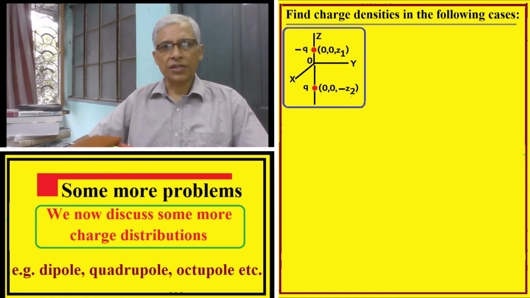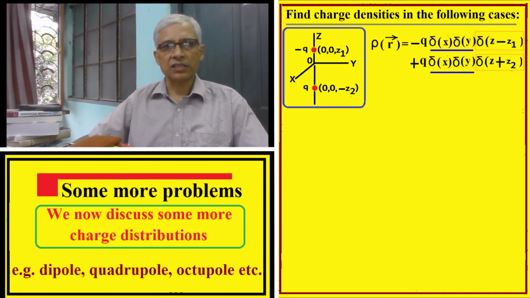Let us now find the volume charge density of a discrete distribution of two charges. One is minus q at z1 and the other is q located at minus z2. That is, charges are on the z-axis. The volume charge density ρ is written.